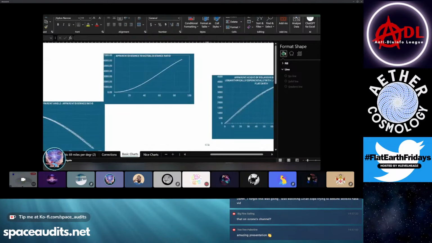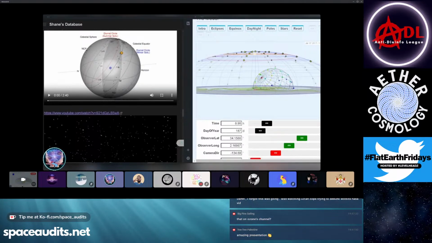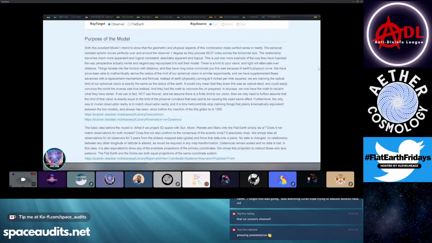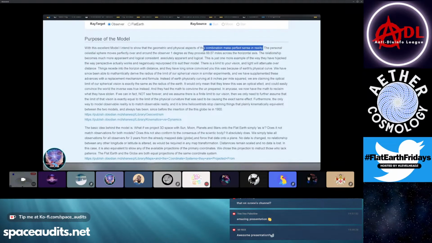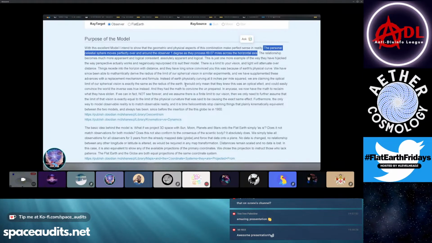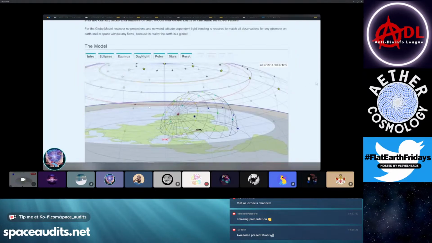And then we've used the math to produce this wonderful model that will emulate exactly what we see and how we want to see the stars, right? And again, we have the model available for everyone to use. Should you have a debate, you can always go through the model. It does have a lot of descriptions on the bottom for how it will be used. As it says here, the purpose of this model is to show the geometric and physical aspects make perfect sense in reality. Mathematically, the personal celestial sphere moves over the observer 1 degree as they progress 67.07 miles across the horizontal axis. That is the crux of it. That is everything. That has been mathematically proven, even though we've derived it, and that is why this works. That is the backbone of everything.